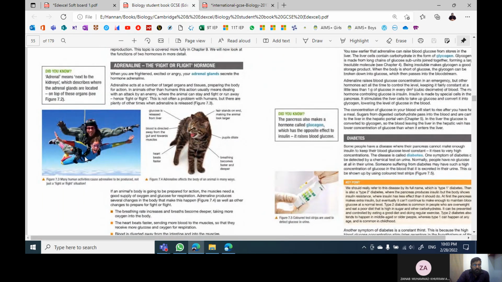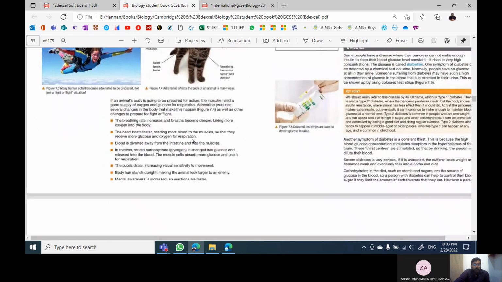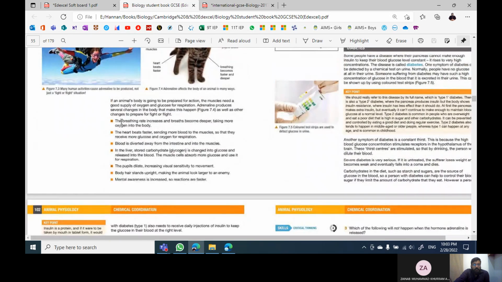Okay, so let's see some pictures of the effects of adrenaline. Your adrenaline releases in this condition, and you can see the cat in this response. The breathing rate increases and breaths become deeper, taking more oxygen. The heartbeat becomes faster, sending more blood to the muscles. Blood is diverted away from the intestine into the muscles. In the liver, stored carbohydrate is changed into glucose.